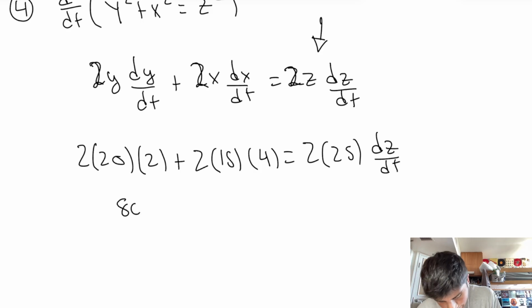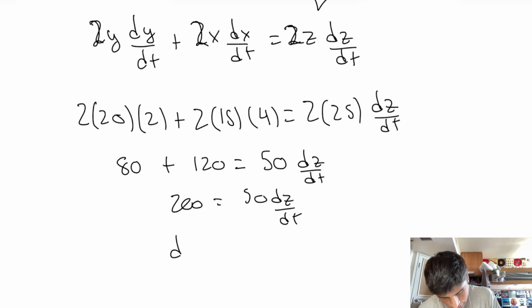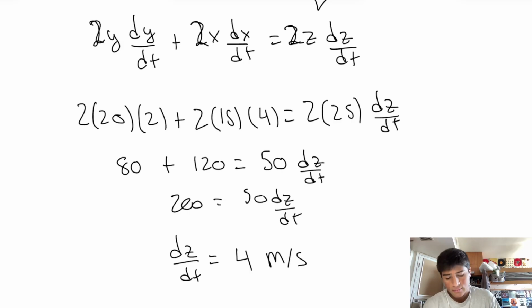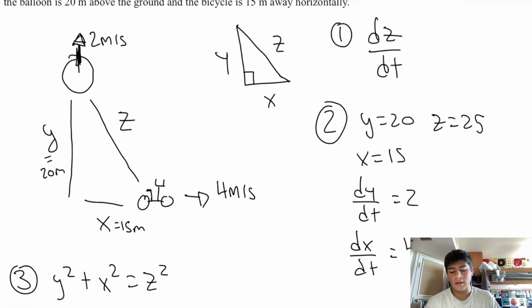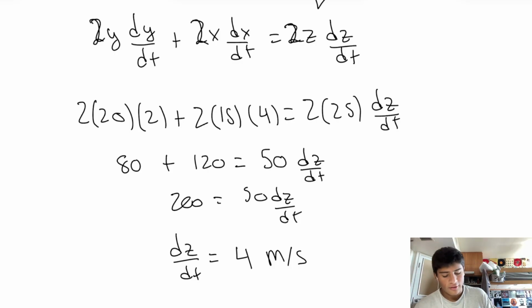40 times 2, 80, plus 2 times 15 is 30, times 4, 120, equals 50 dz over dt. 200 equals 50 dz over dt, and dz over dt equals 4 meters per second. Meters, right? Yes, meters per second. So z is not an area, so it's just going to be meters. And then we're over seconds. So dz over dt equals 4 meters per second.